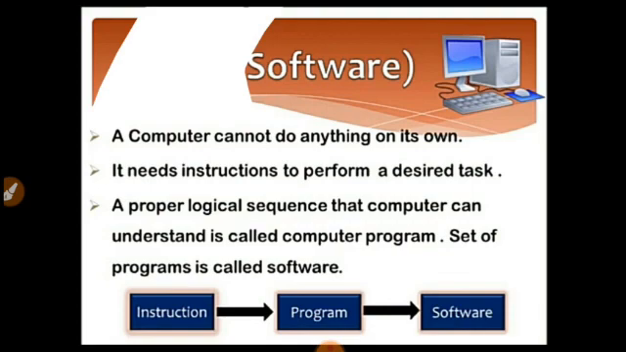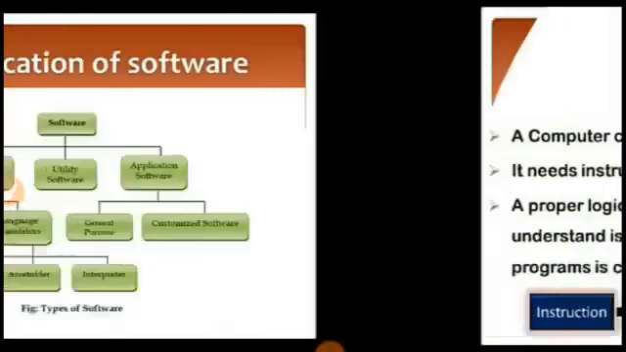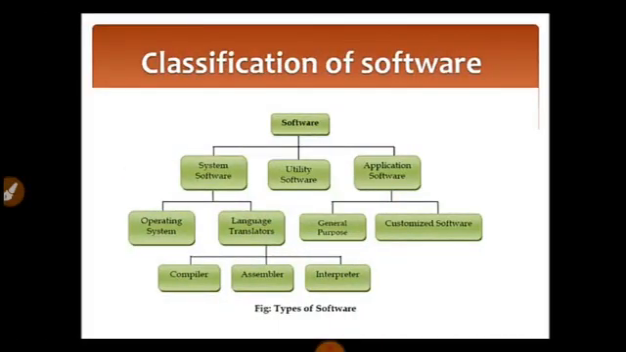Then comes the classification of software. Here you can see they have given 3 types, but actually in your book they have given only 2 types of software: system software and application software. Utility software comes under system software. Somewhere you will find utility as a part of system software, whereas sometimes you can find it separate from system software. It doesn't matter much, don't worry about that.